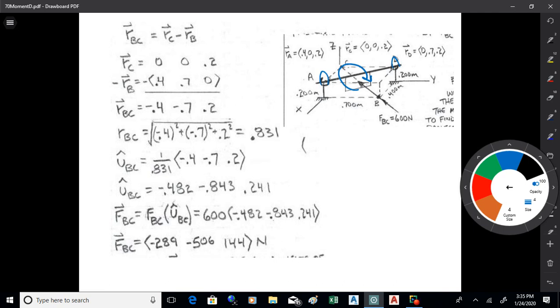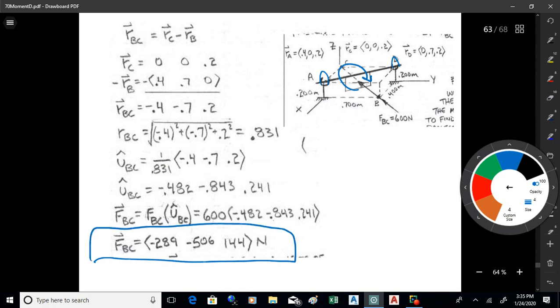All right. So the steps to accomplish this start off exactly the same as what we've been doing so far. Once again, we find FBC, and I think we've done it twice now, so we pretty well have done that enough. So we know FBC, and that's the exact same process that we used before to find it. So it's negative 289, negative 506, and 144 newtons.